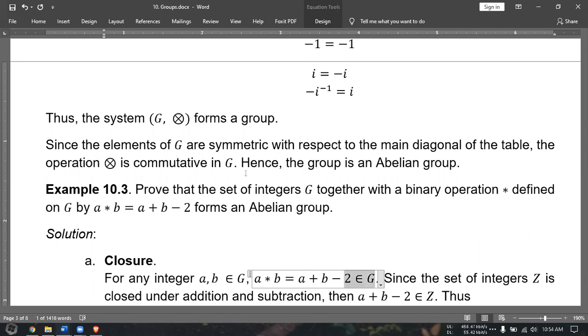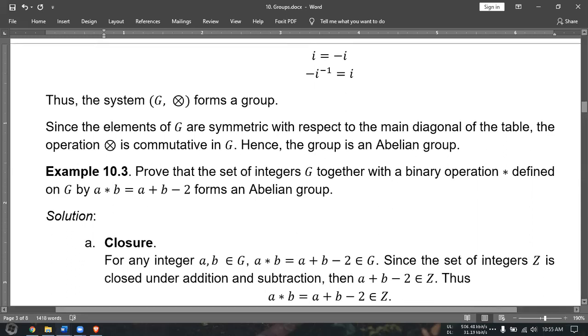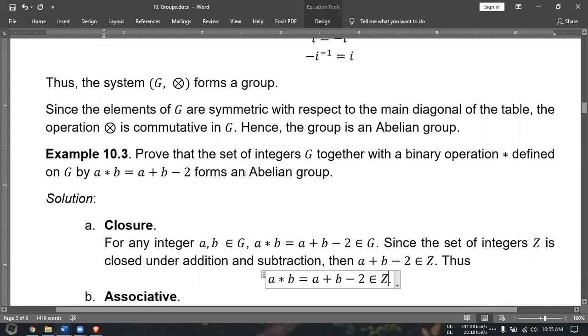Therefore, A star B is also an element of the integers. Since the set of integers is closed under addition and subtraction, then A plus B minus 2 is an element of Z. Thus, this is the closure property.